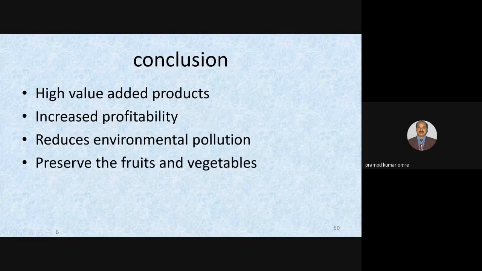So here are some of the conclusions. Reduce environmental pollution and preserve the fruits and vegetables for a longer time. So this is the case of value addition and post-harvest losses of fruits and vegetables. Some of the examples we are discussing. If you have any query or questions, you can ask here.